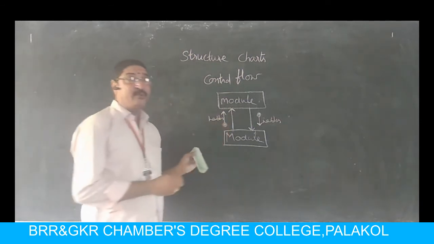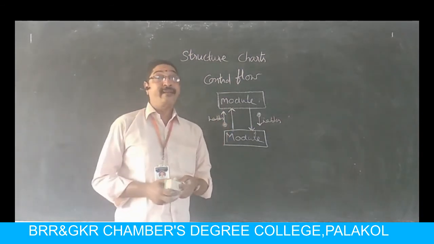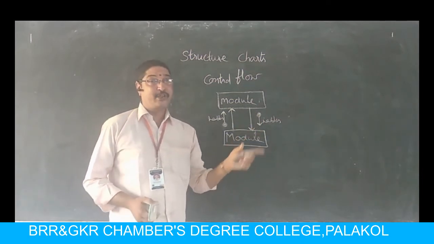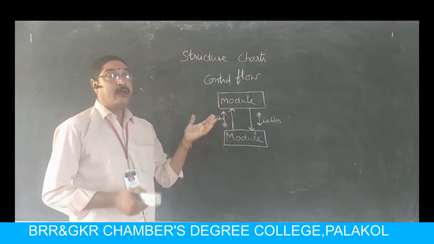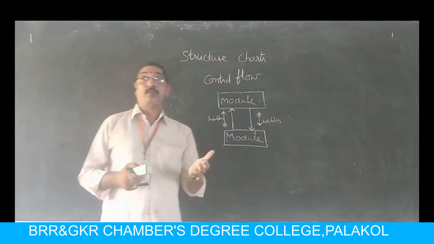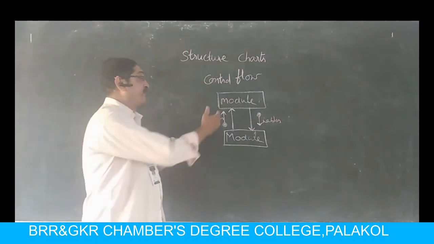In the previous one, we discussed data flow. In data flow, we use the empty circle. Please observe the difference between these two. Here, this is control flow: how the control moves from one area to another area, how the control moves from one module to another module. It will be explained with this one.